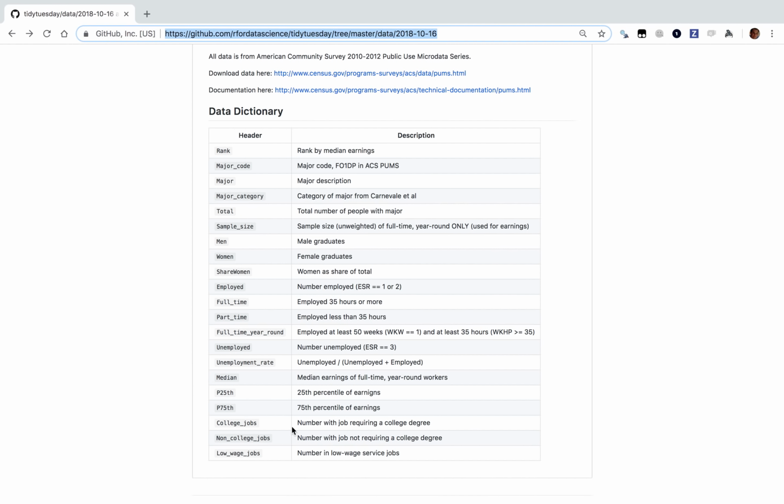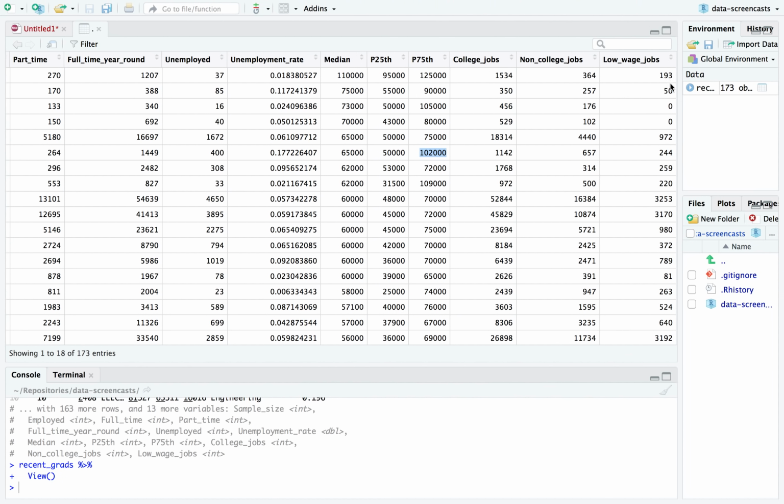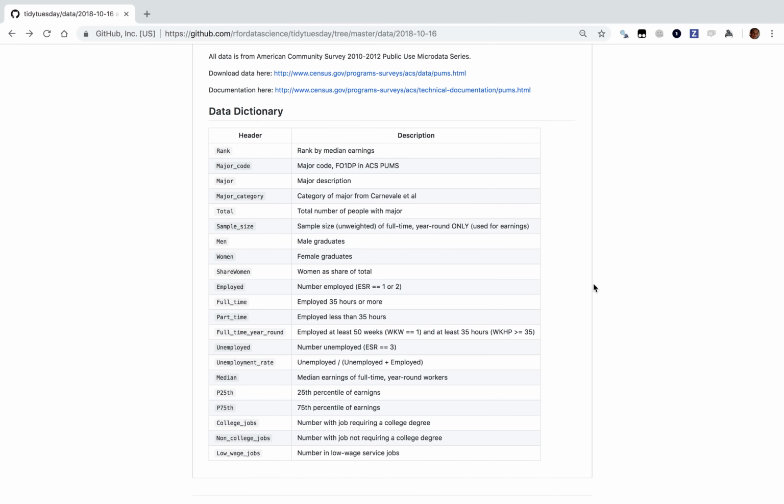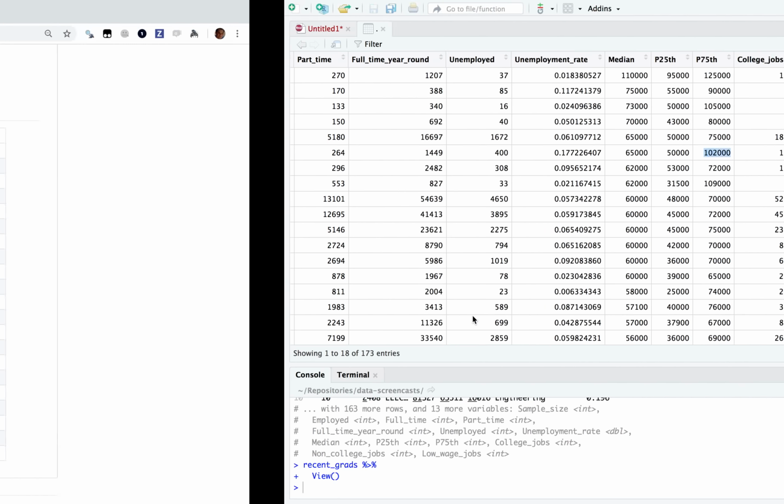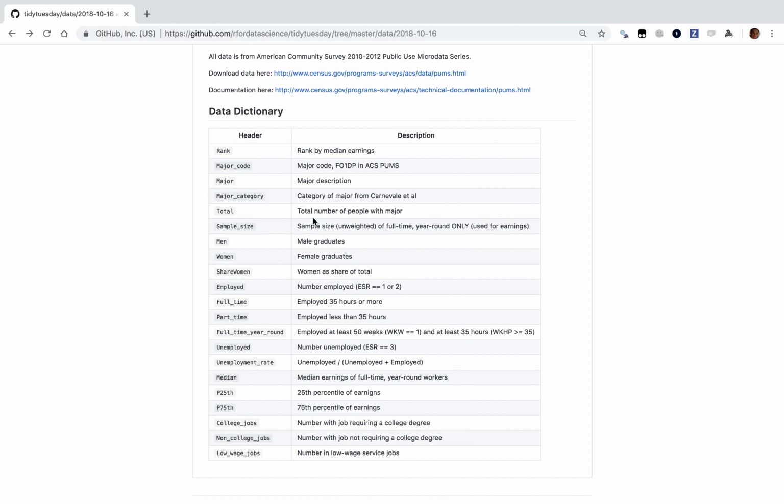College jobs, non-college jobs. Number with a job requiring a college degree, number with a job not requiring a college degree, and the number that are in low wage service jobs. So I'm really switching back and forth, kind of guessing what things mean and checking out the documentation. Different people might have different processes here.